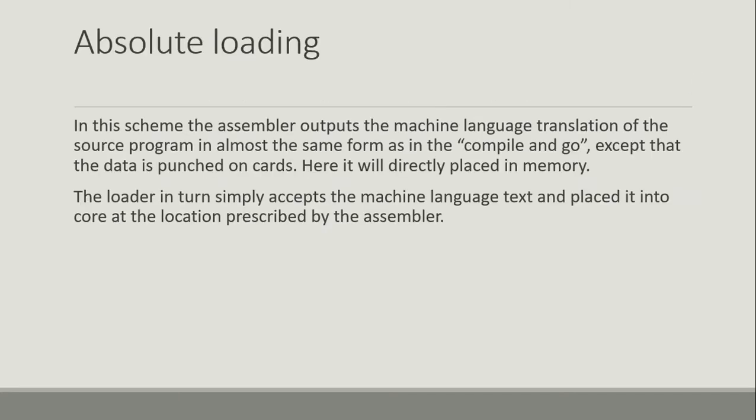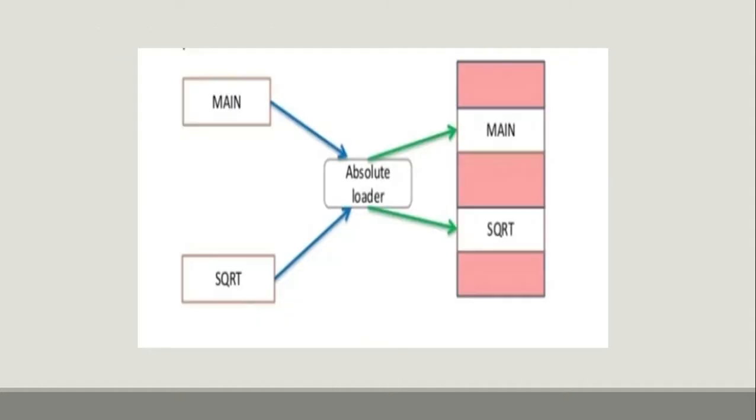So, absolute loading. In this scheme, it follows a compile and go method where the assembler translates the source code to machine level language, without accepting the data on punched cards, and it is directly placed in the memory. Further, the loader will accept the machine level language and place it into the core at the location which is prescribed by the assembler.